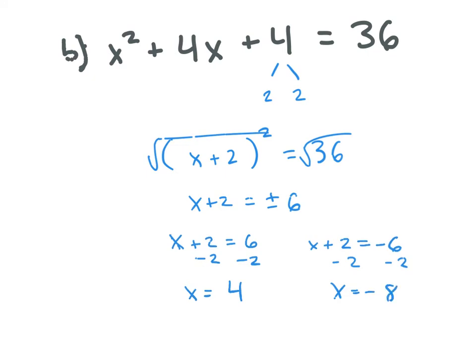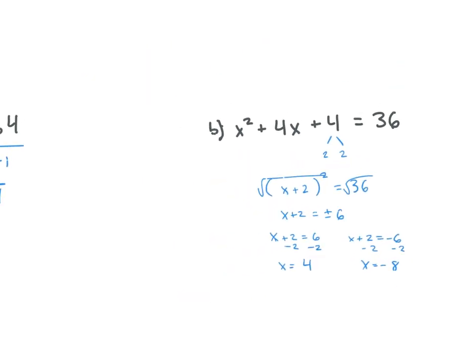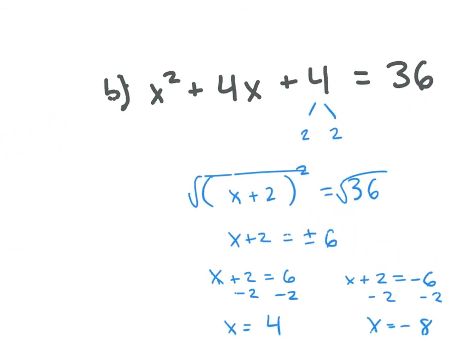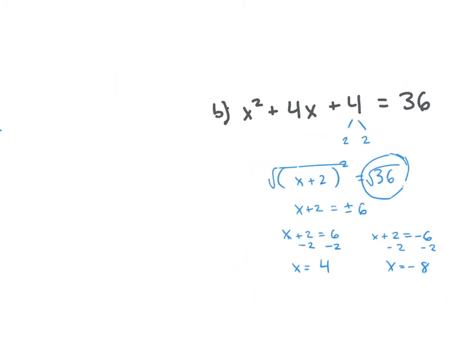So in the last one, why is there no I? Because this is a positive number. When we take the square root of a negative, that's when we get I. Okay, thank you. I'm sorry.